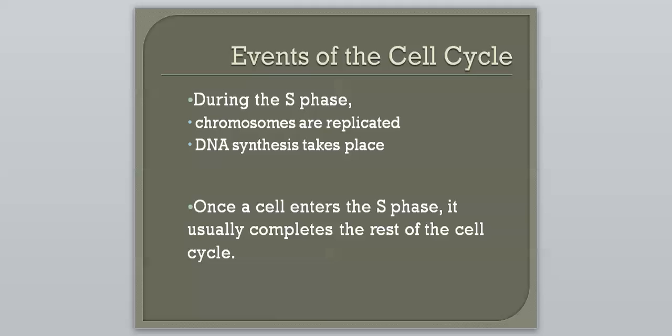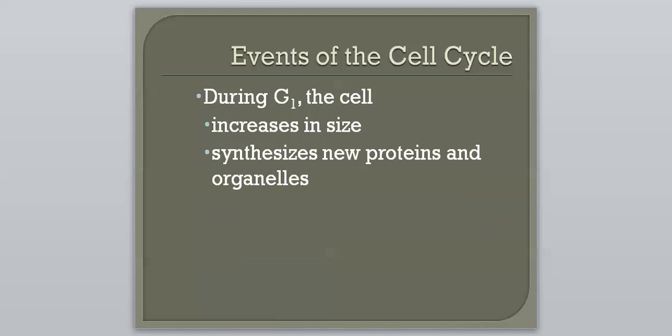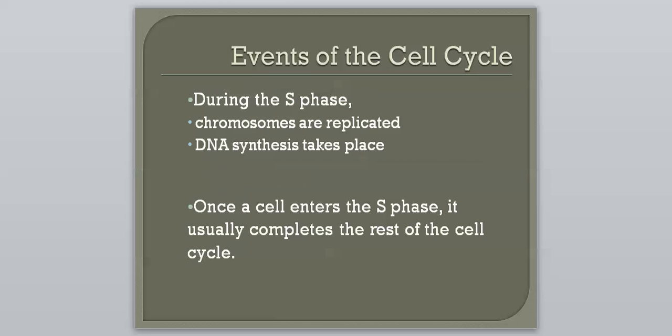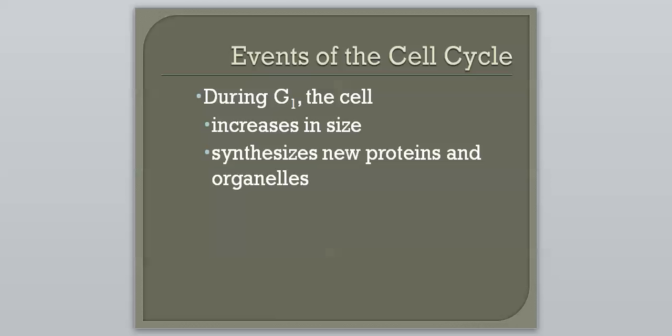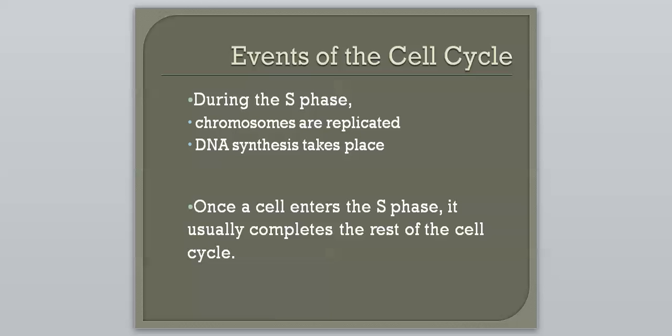So during the S phase, that's the synthesis phase, chromosomes are replicated. Replicated again just means to make a new copy of, and then DNA synthesis, again synthesis just means to make, takes place. So those are the two things that happen during the S phase. And once a cell enters the S phase, it usually completes the rest of the cell cycle. So sometimes a cell will be constantly in this G1 phase. It'll just kind of keep growing and growing and growing. However, when they make it to the S phase, they're usually going to complete the rest of the cell cycle.